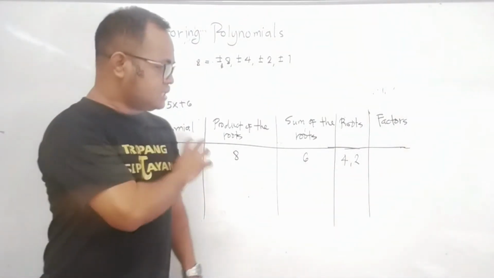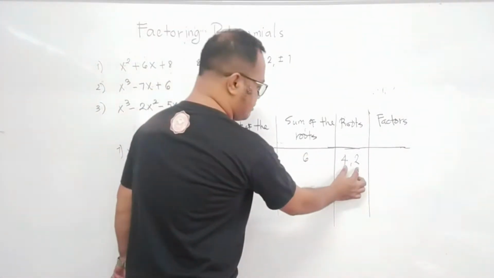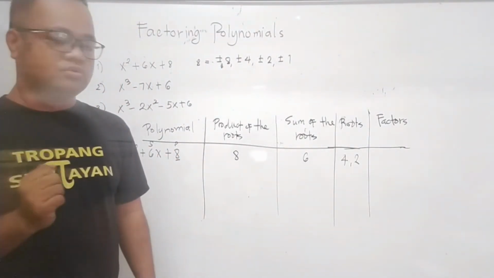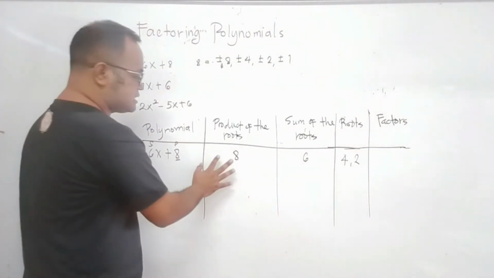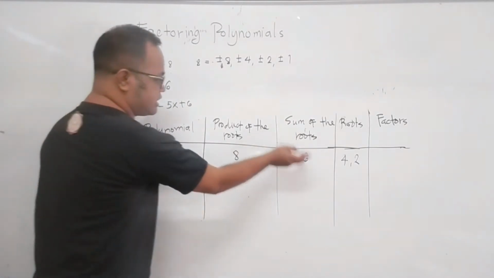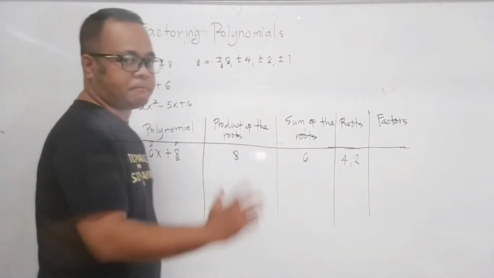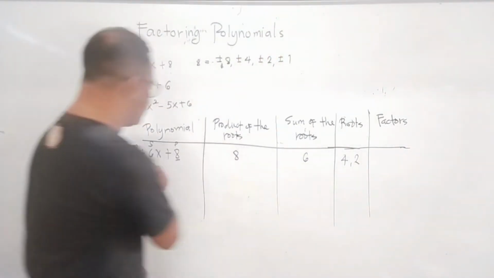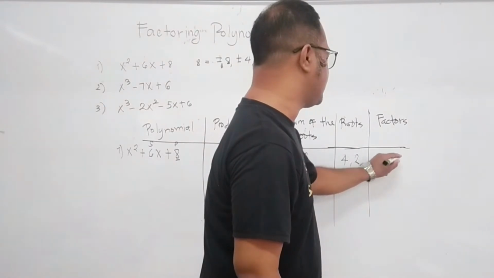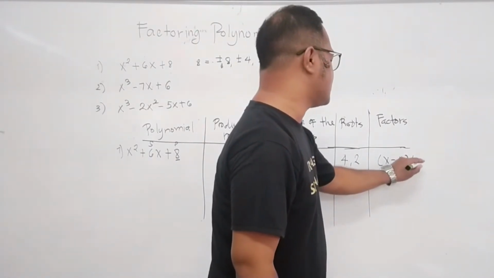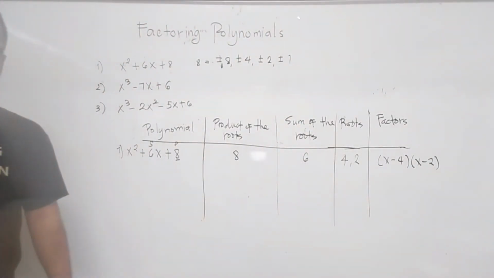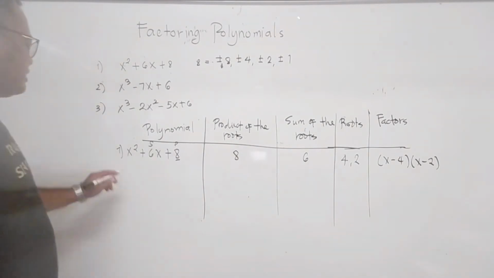So since these two numbers, 4 and 2, give a product of 8 and a sum of 6, therefore the factors of this polynomial are x minus 4 times x minus 2. Okay? Let us have another one.